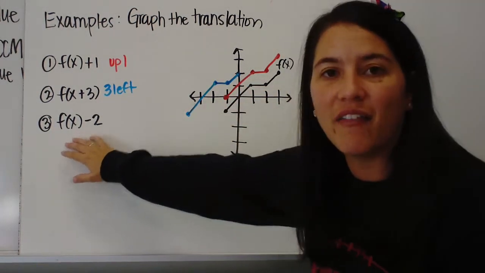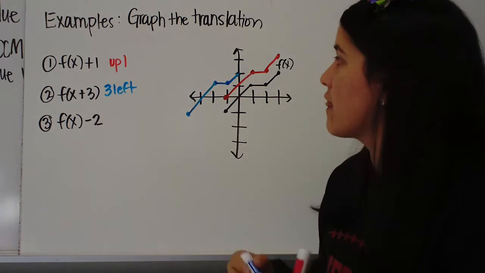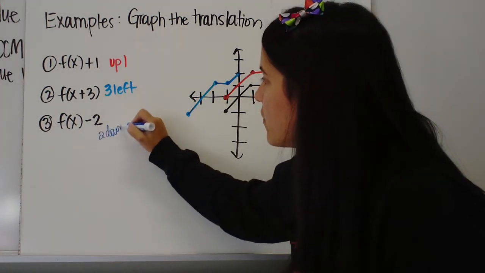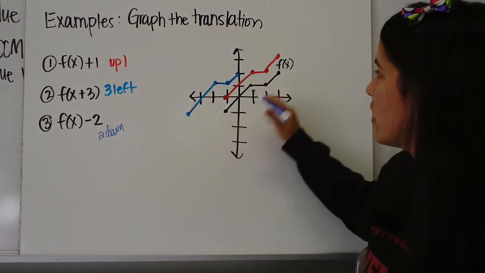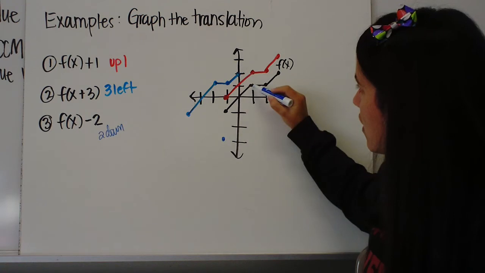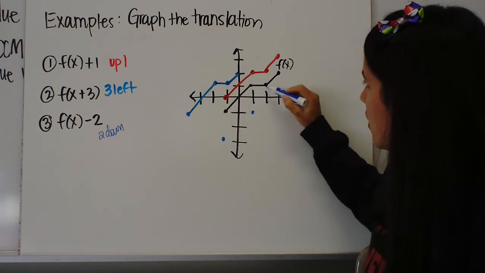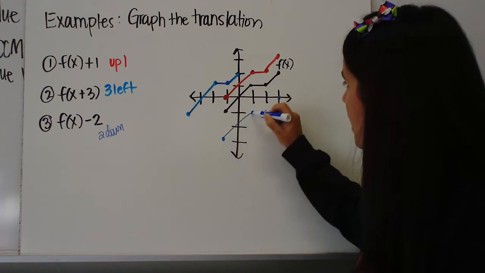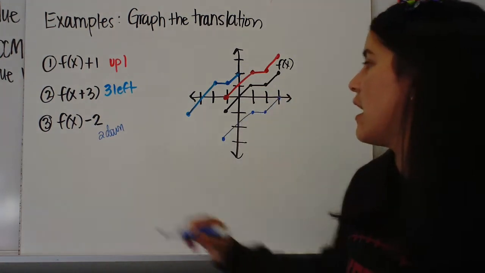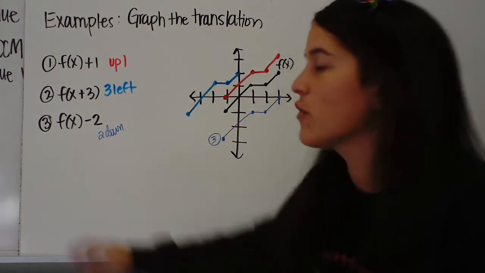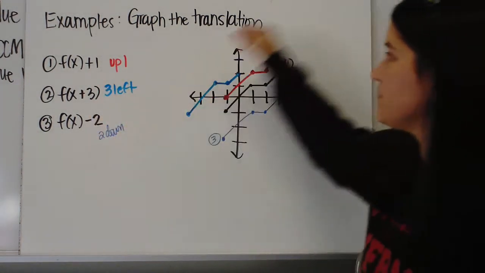Now this last one, f of x minus 2. The minus 2 means 2 down. So I'm going to go to my parent function, and I'm going to take these points and go 2 units down. 1, 2. And then I'm going to connect, and so that is number 3, how you graph a transformation based on the equation.